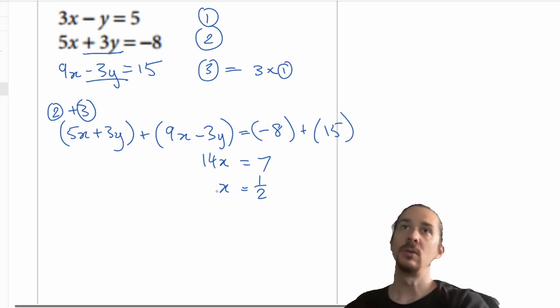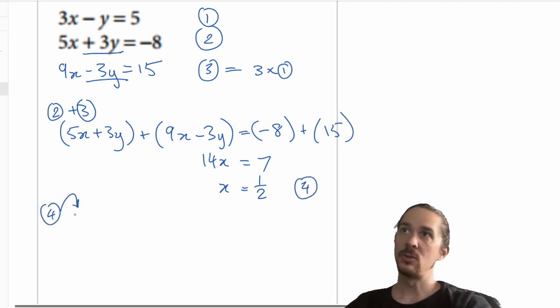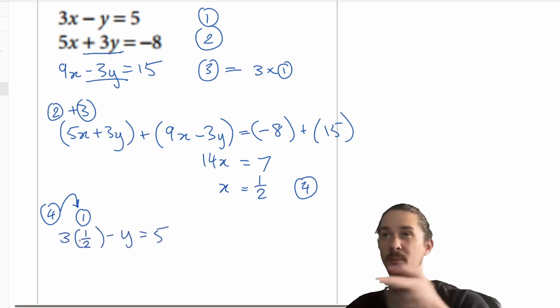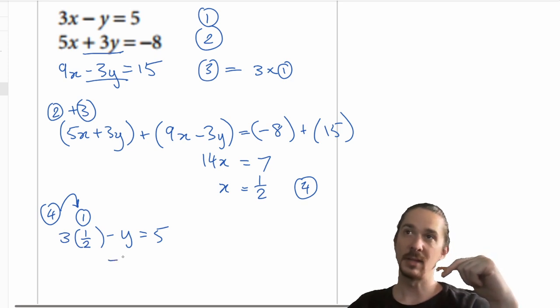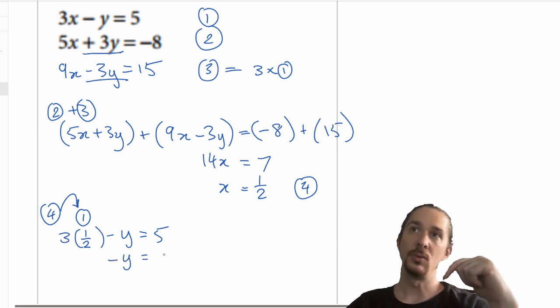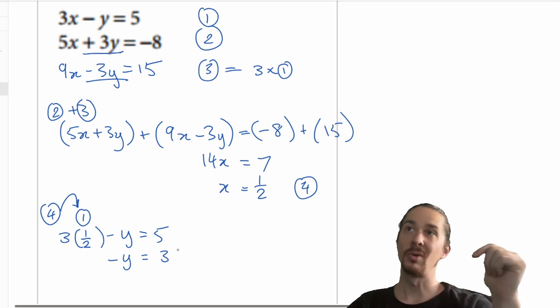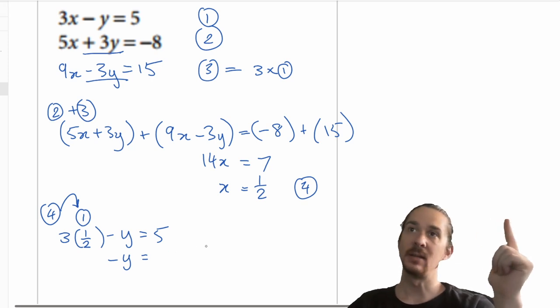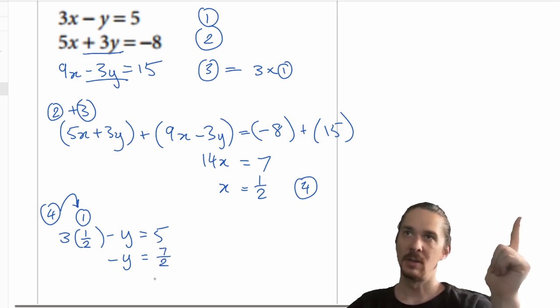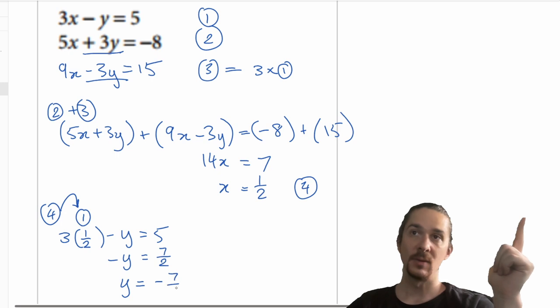Now I'm going to substitute this, let's call this 4. And so let's substitute 4 back into 1. So we have 3 amounts of 1/2 minus y equals 5. So if we subtract 3 halves from both sides, we're going to get that negative y is equal to 3 and a half. Let me put that as an improper fraction so we don't get confused, which means y is going to be equal to negative 7/2.